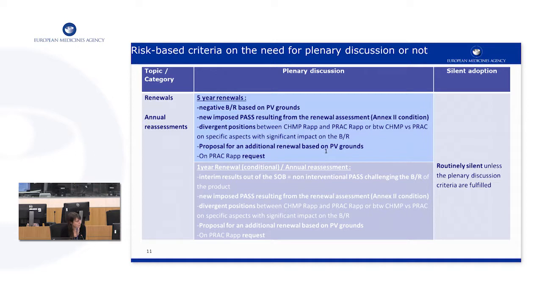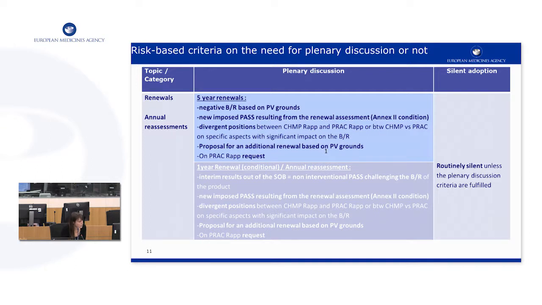Now, Section 8 of the PRAC agenda is on renewals, 5-year renewals, conditional renewals, and also annual reassessment. So when do we expect to have plenary discussion? Well, when the rapporteur considers that the benefit risk is negative based on pharmacovigilance grounds. If there is a need to impose some PASS resulting from the assessment of this renewal, and again, if there are some divergent positions or proposal for an additional renewal based on pharmacovigilance grounds, and again on request.